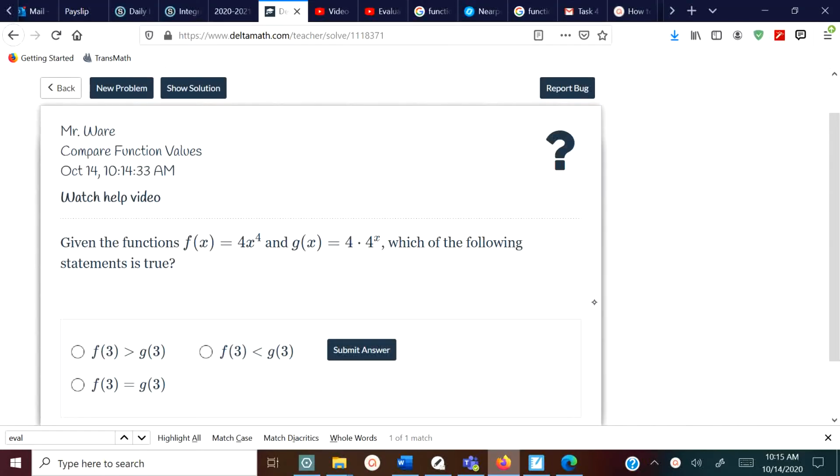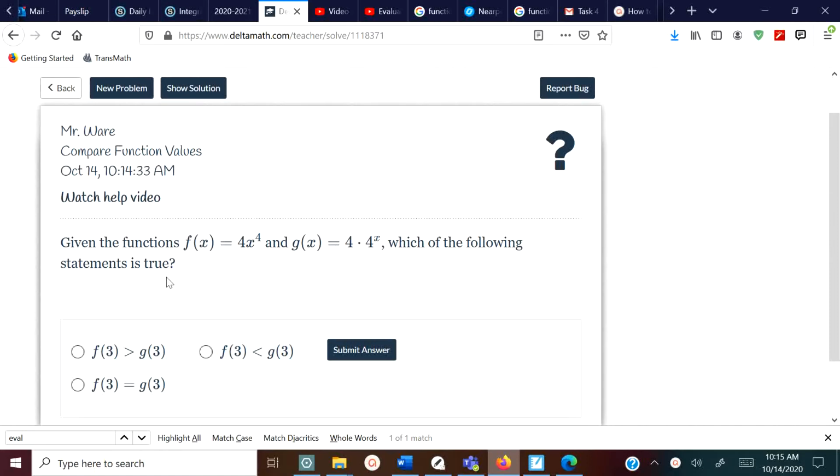The next thing we're going to do is compare function values. So we're comparing two different functions. Remember that with function notation we can use that to indicate two different functions. In this first problem, it says given the function f of x is equal to 4x raised to the 4, and g of x is equal to 4 times 4 to the x, which of the following statements is true?